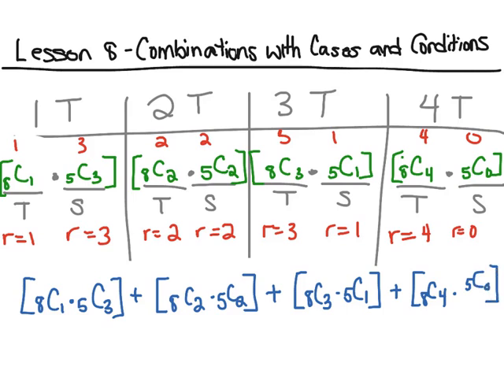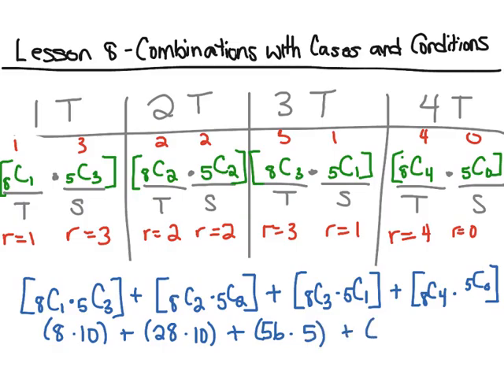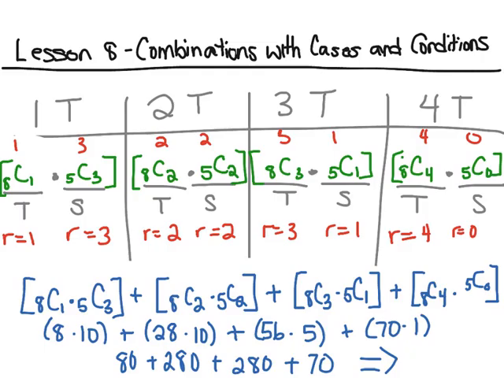So we have these all in. If you type these into your calculator, you get 8 times 10 plus 28 times 10 plus 56 times 5 plus 70 times 1, which is 80 plus 280 plus 280 plus 70, for a grand total of 710 options. So there's 710 options if the principal chooses at least one teacher to be on the team.